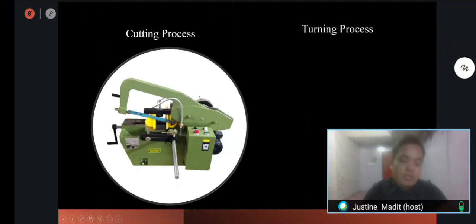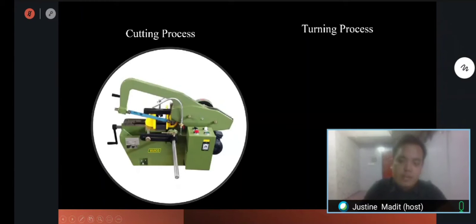Why we use a power hacksaw and not the usual manual or traditional saw is because it can save manpower and save your energy. It is much faster than using our physical strength, because it is a machine, right? A machine has better strength than us.